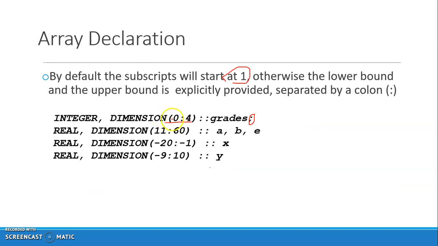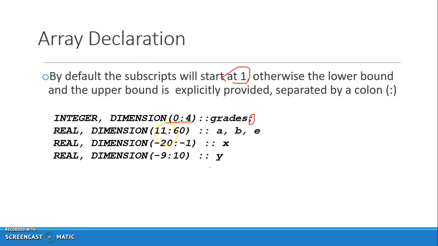For example, if we want to start our indices from 0 instead of 1, then we can have 0:4. It means that to access elements of this array, we'll be using positions 0, 1, 2, 3 up to 4. And if you can see, it means our array is of size 5, because it's starting from 0, then 1, 2, 3, 4. 5 elements.